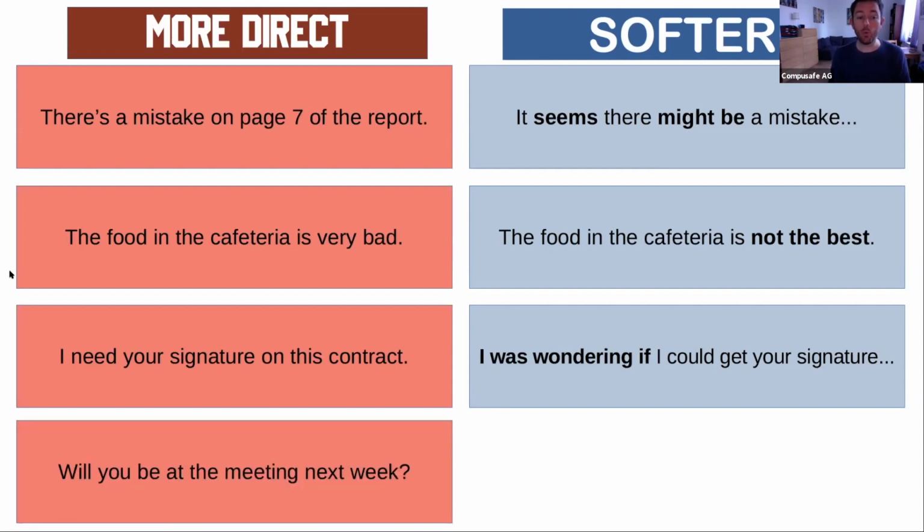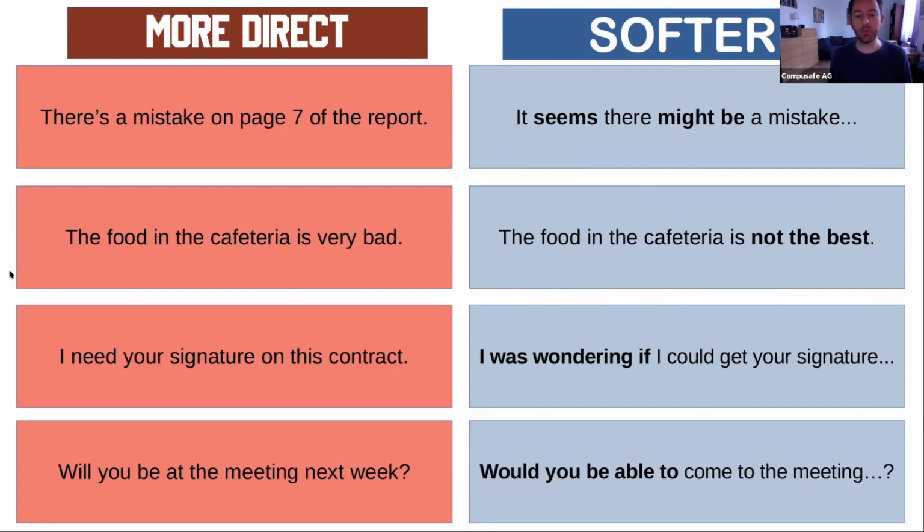Now, in English, will is a very strong word. Will is the word of promising. So if I ask a question, I can say, will you be at the meeting next week? And then I want a very clear answer. Yes, I will. No, I won't. And then that's very binding. That's very concrete. So that might be too direct.